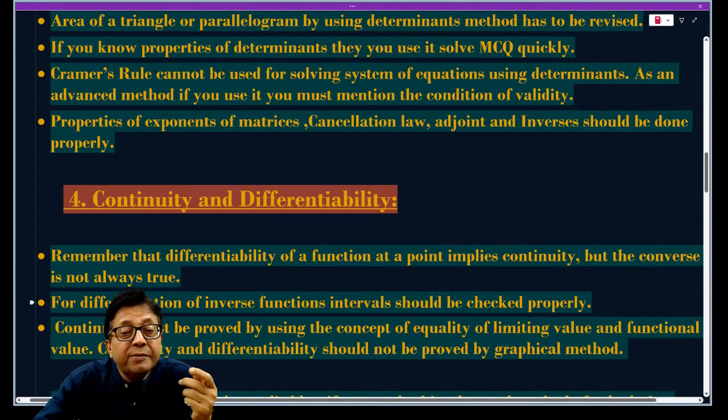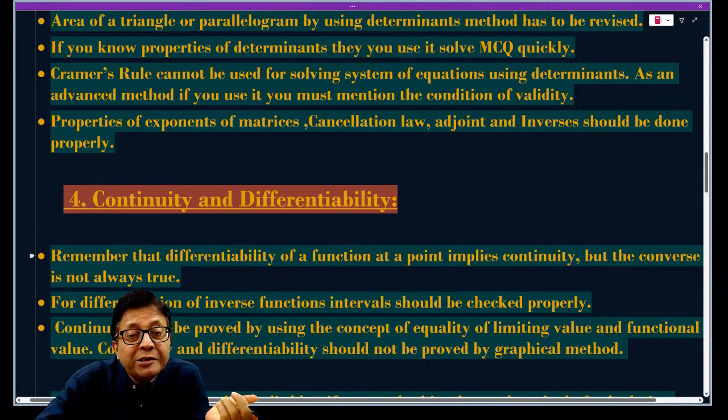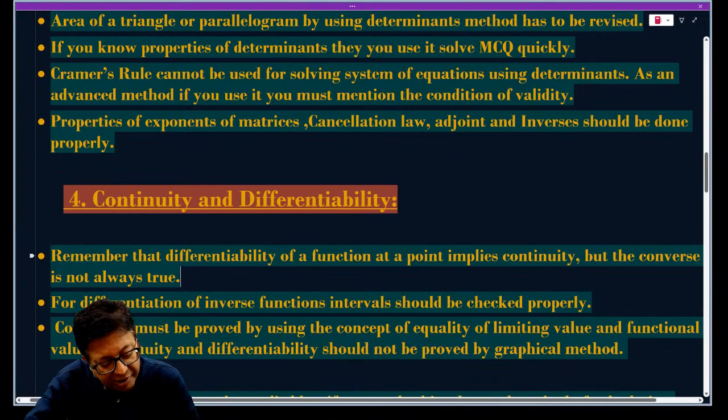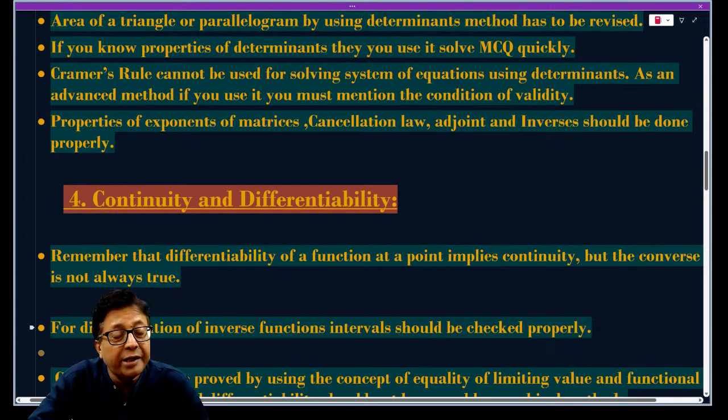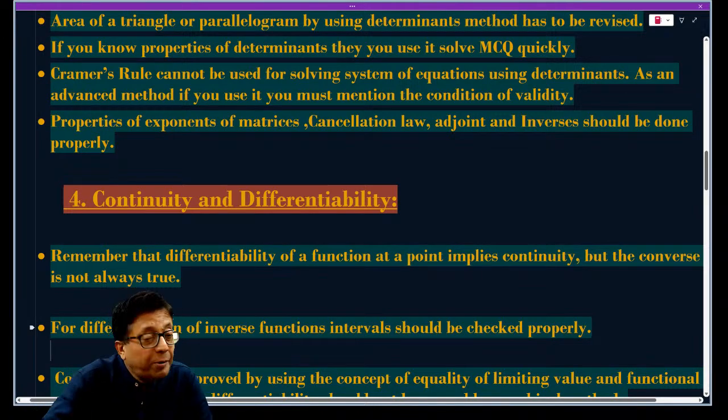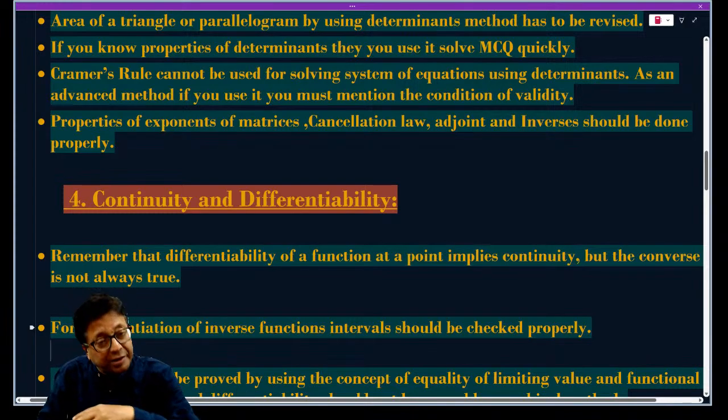Continuity and differentiability. Differentiability of a function at a point implies continuity. So when you are getting a sum to find values of A and B, something like that, this will be of great help. Continuity of a function does not imply differentiability, but differentiability will imply continuity.